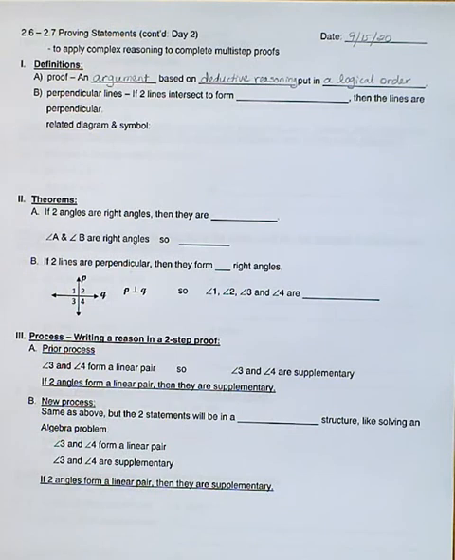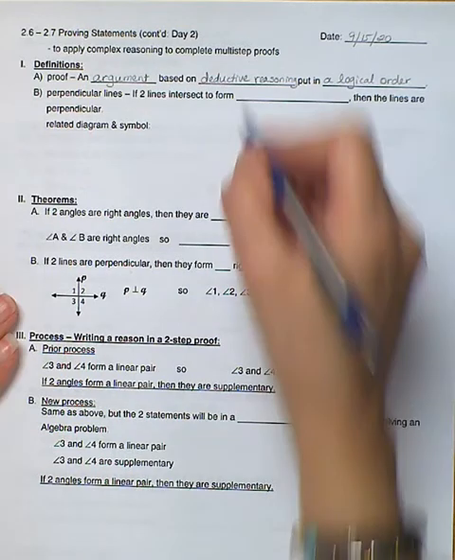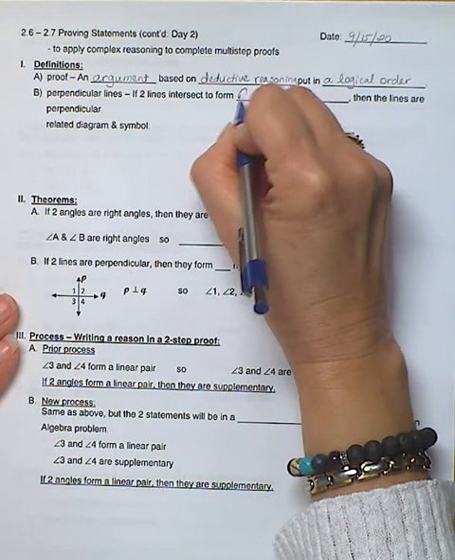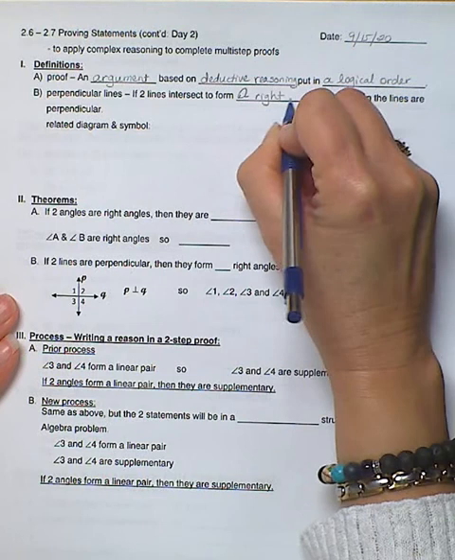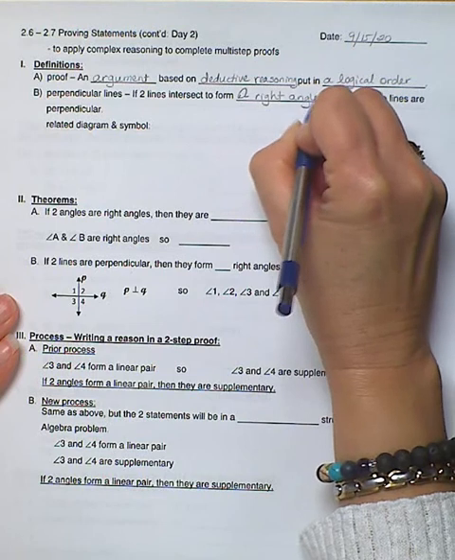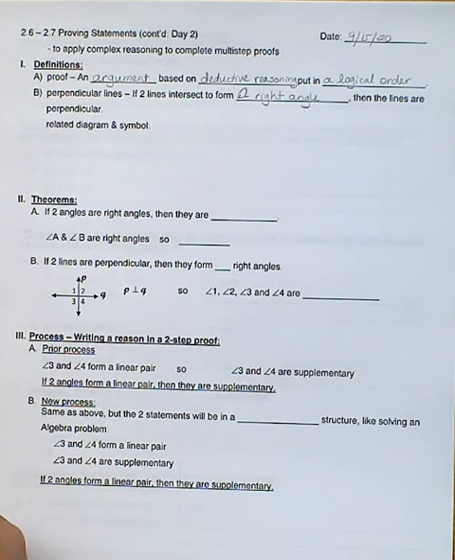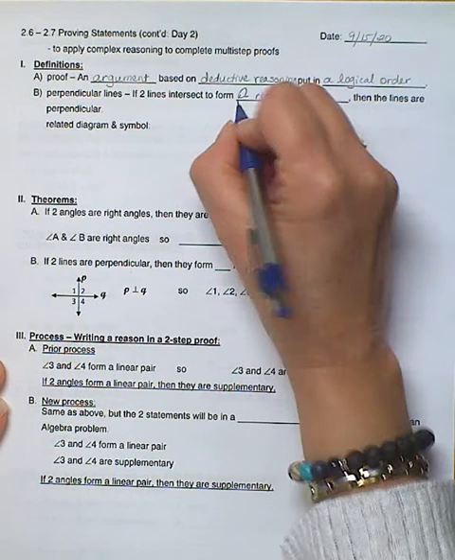So the definition we're going to deal with today is perpendicular lines. If two lines intersect to form a right angle, then the lines are perpendicular. So why did I make the A so big? Because I really want you to think about it as one.